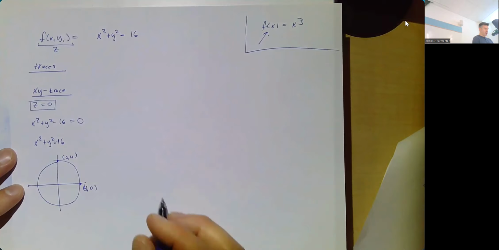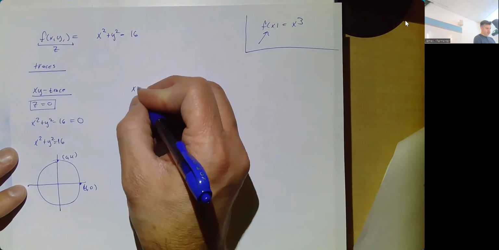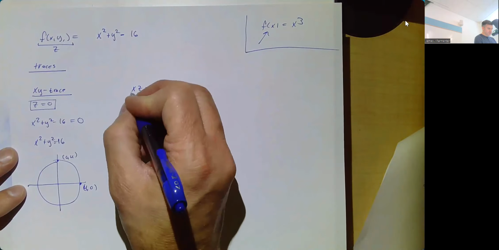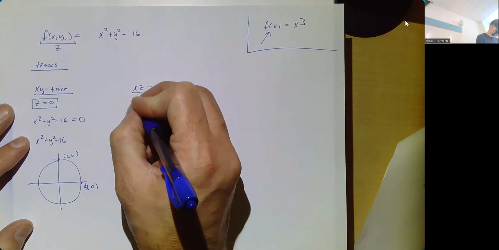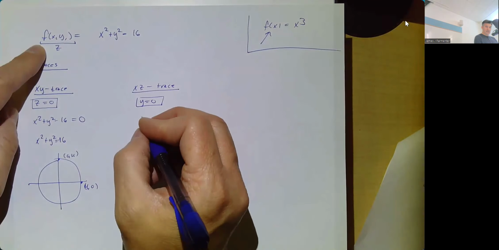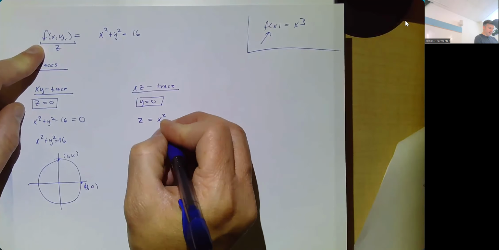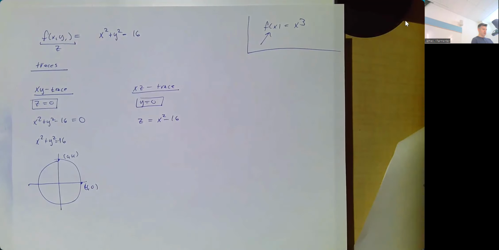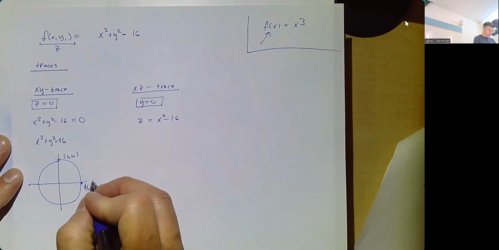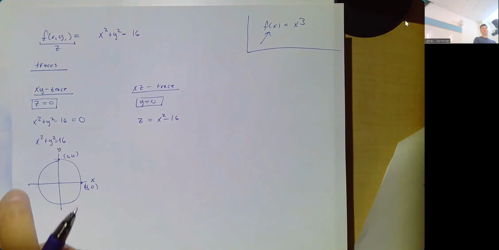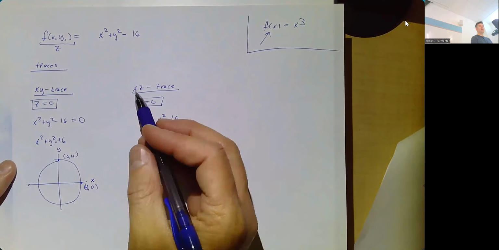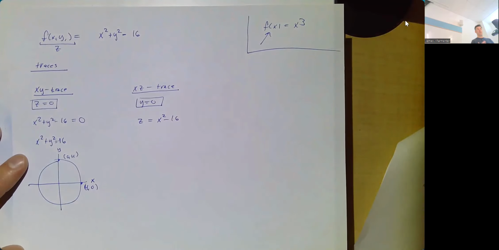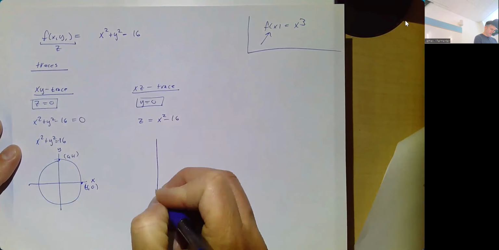How about the xz trace? Then what do I set equal to 0? Right, the thing that's missing. Y equals 0. So then I'm left with z equal to x squared minus 16. And when you graph these, you should label your axes. For the xy trace, you want to label them the normal way, where x is the horizontal and y is the vertical. For the xz trace, we typically always label z as the vertical axis. So I'm going to label it like this.